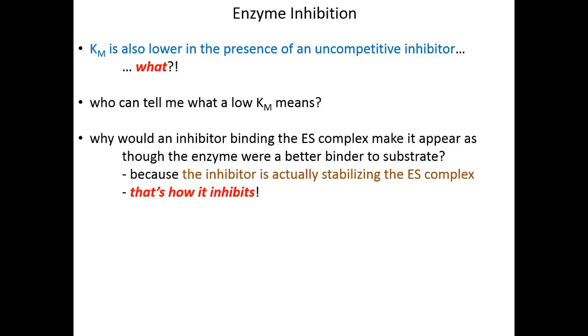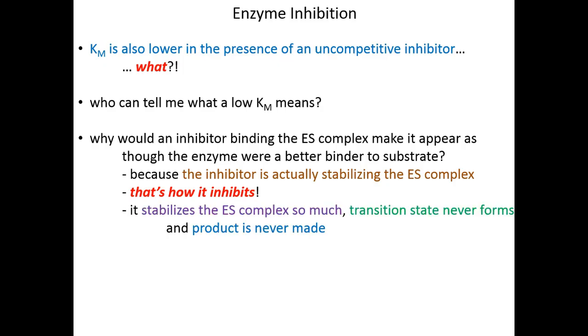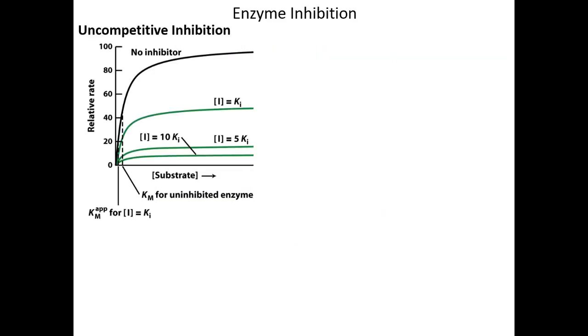That's its mechanism of inhibition. That stabilizing of the enzyme-substrate complex stops the transition state from forming. And since the enzyme-substrate complex is now so happy together in the presence of inhibitor, the transition state will never form because of that thermodynamic happiness, and product is never made. There's your inhibition.